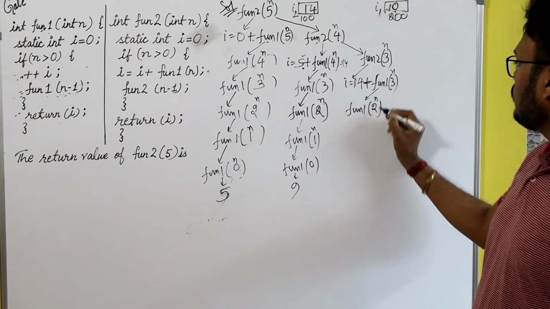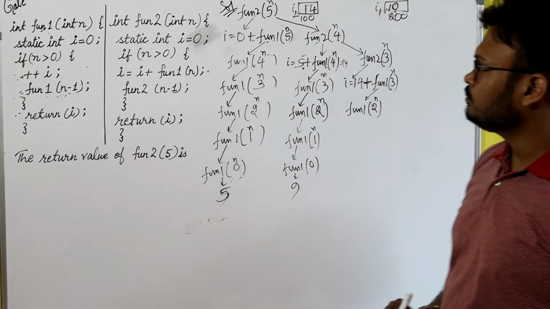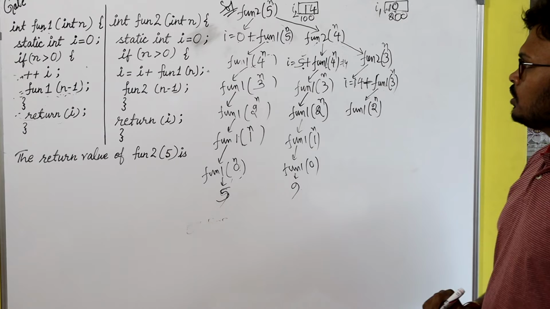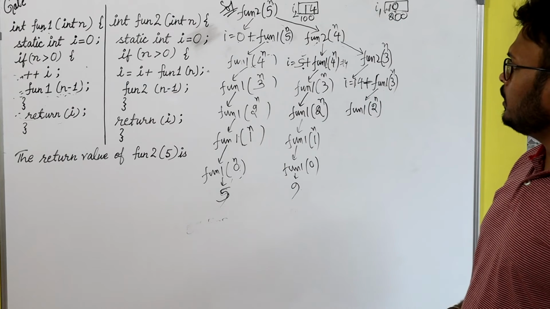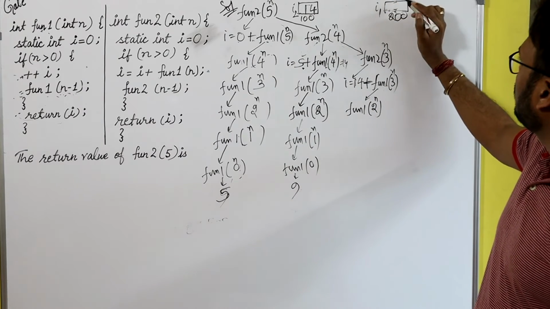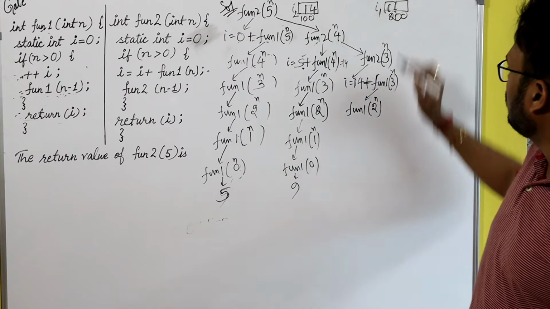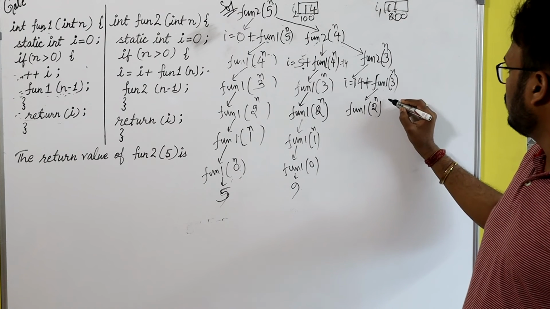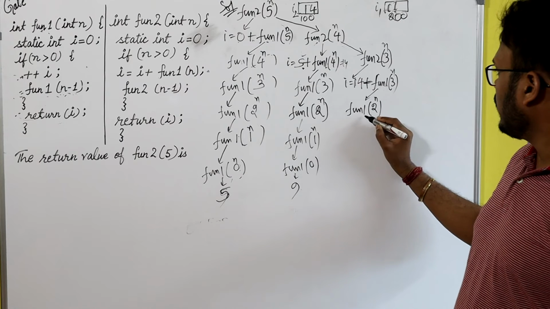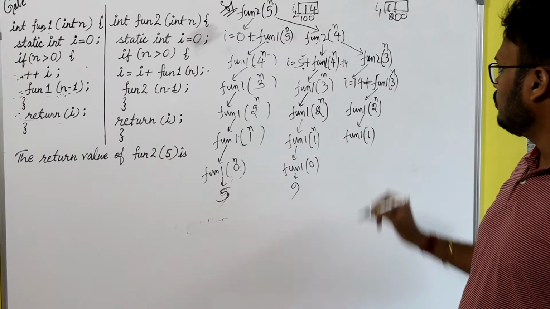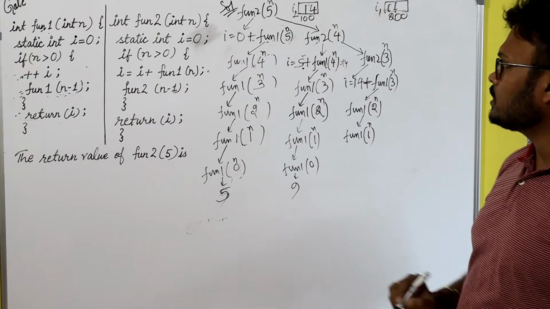Okay. So the value of n is 2. Fine. And now 2 greater than 0. Yes, 2 is greater than 0. So now again the value of I will be incremented. So 10 will become 11. Okay. Fine. And yes. And now fun2 will call fun1. Fine. The value of n is 1 this time.